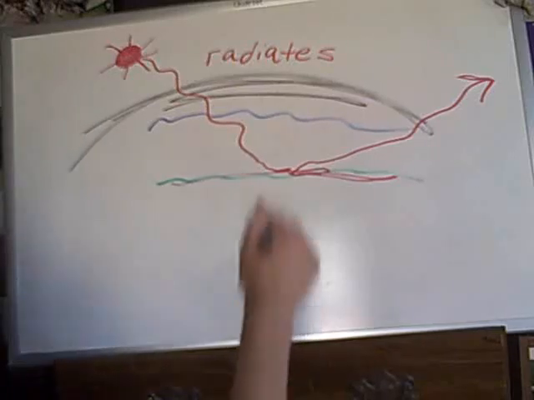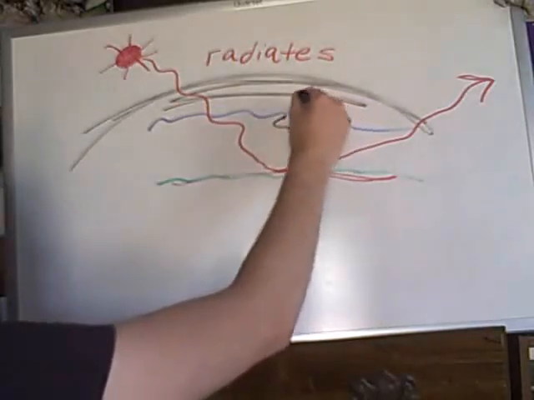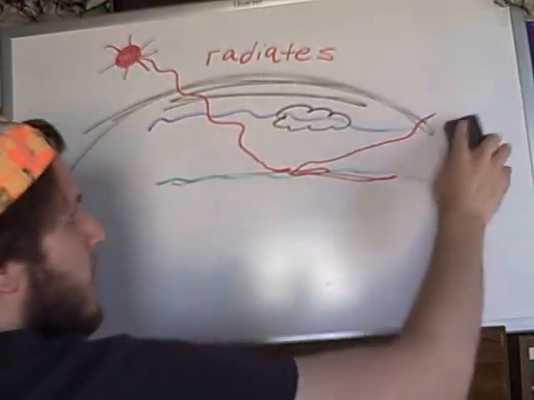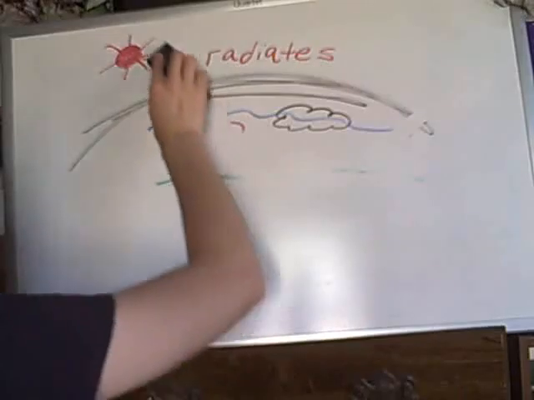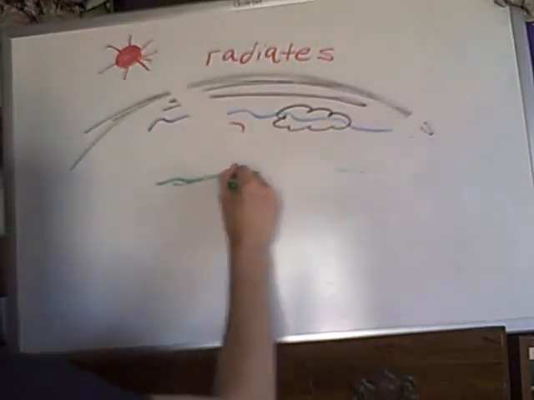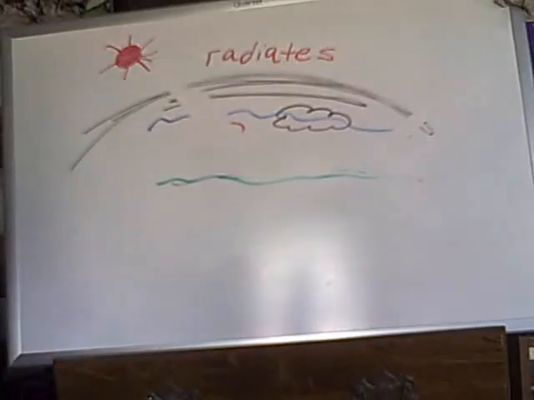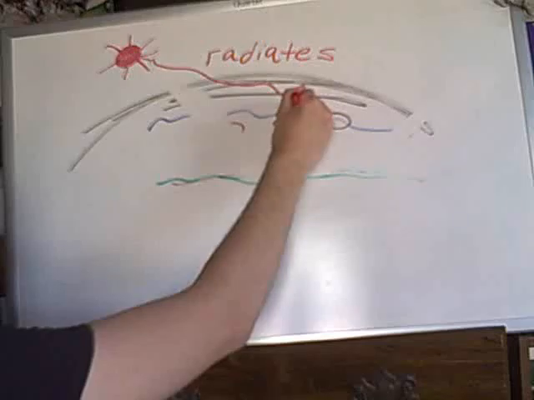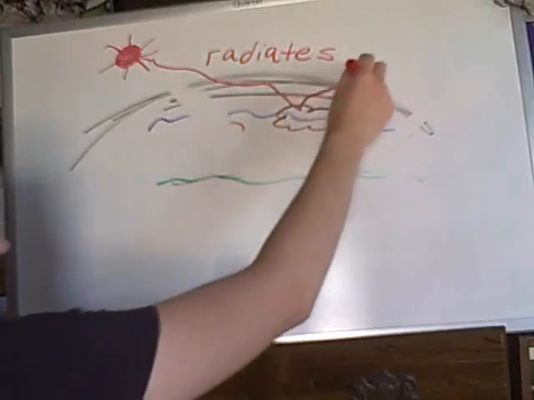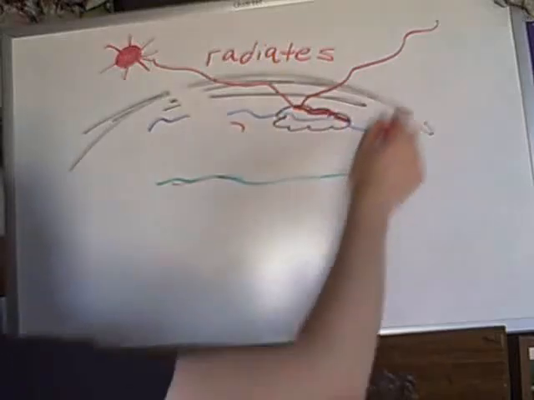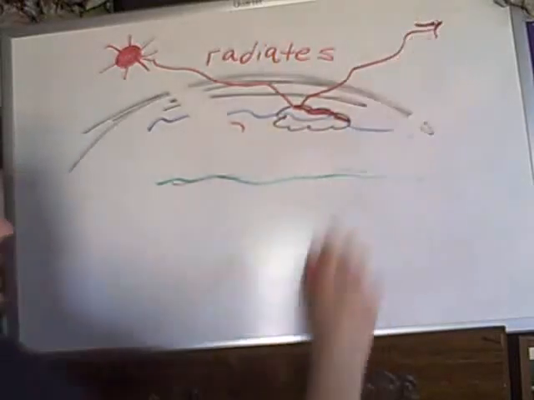But when there are clouds, when we have clouds in the sky, it's different. If the heat from the sun strikes the cloud, then it is reflected. What the cloud does not keep is sent back into space.